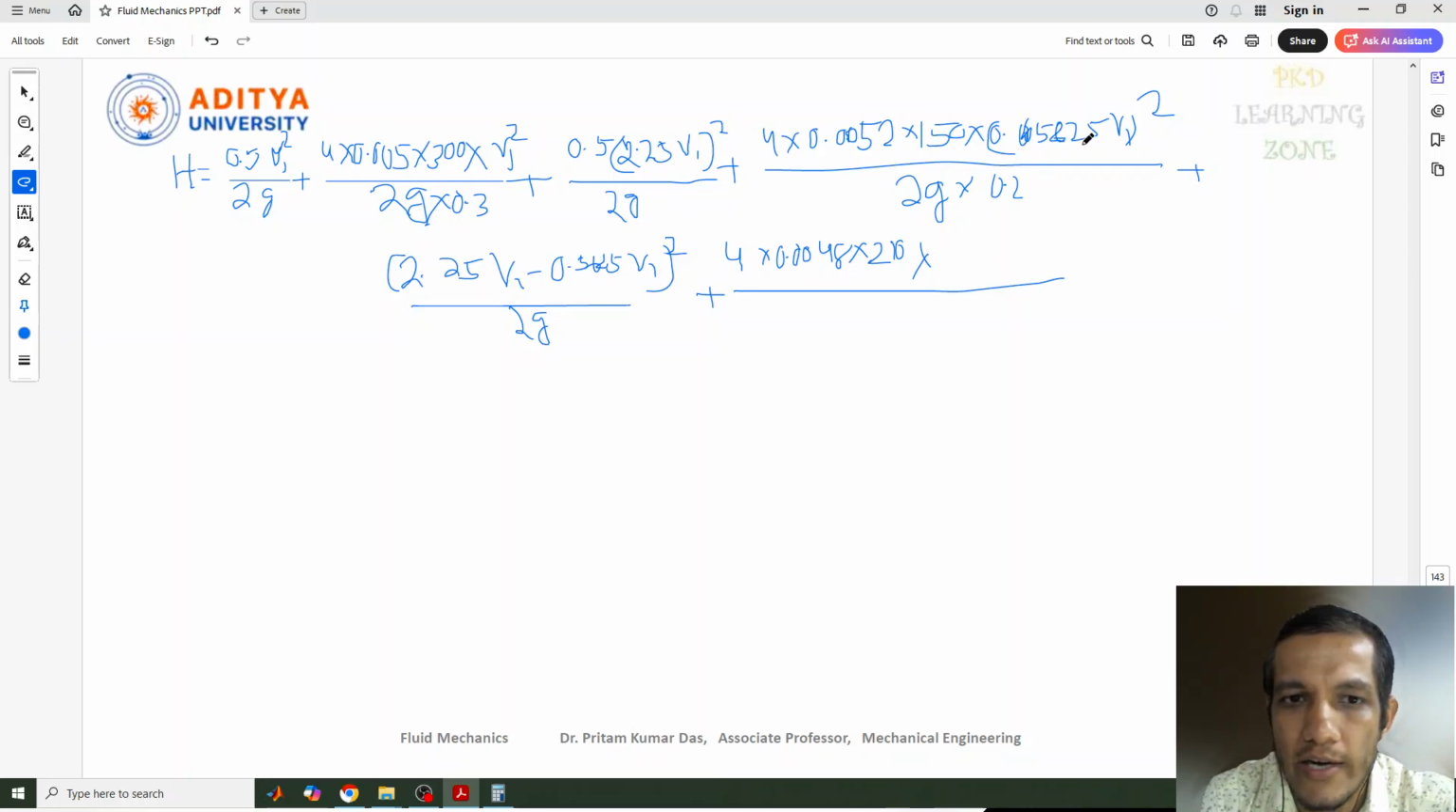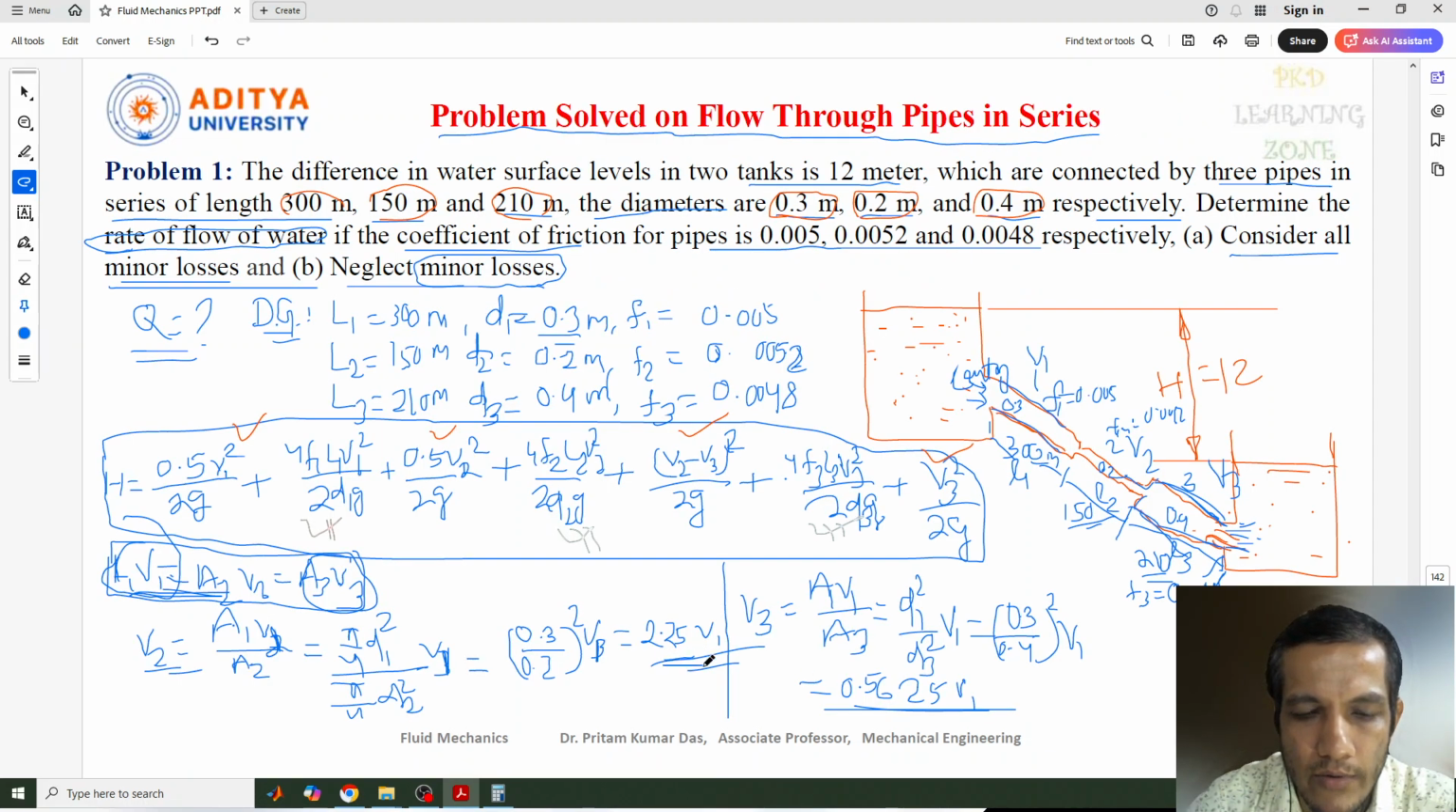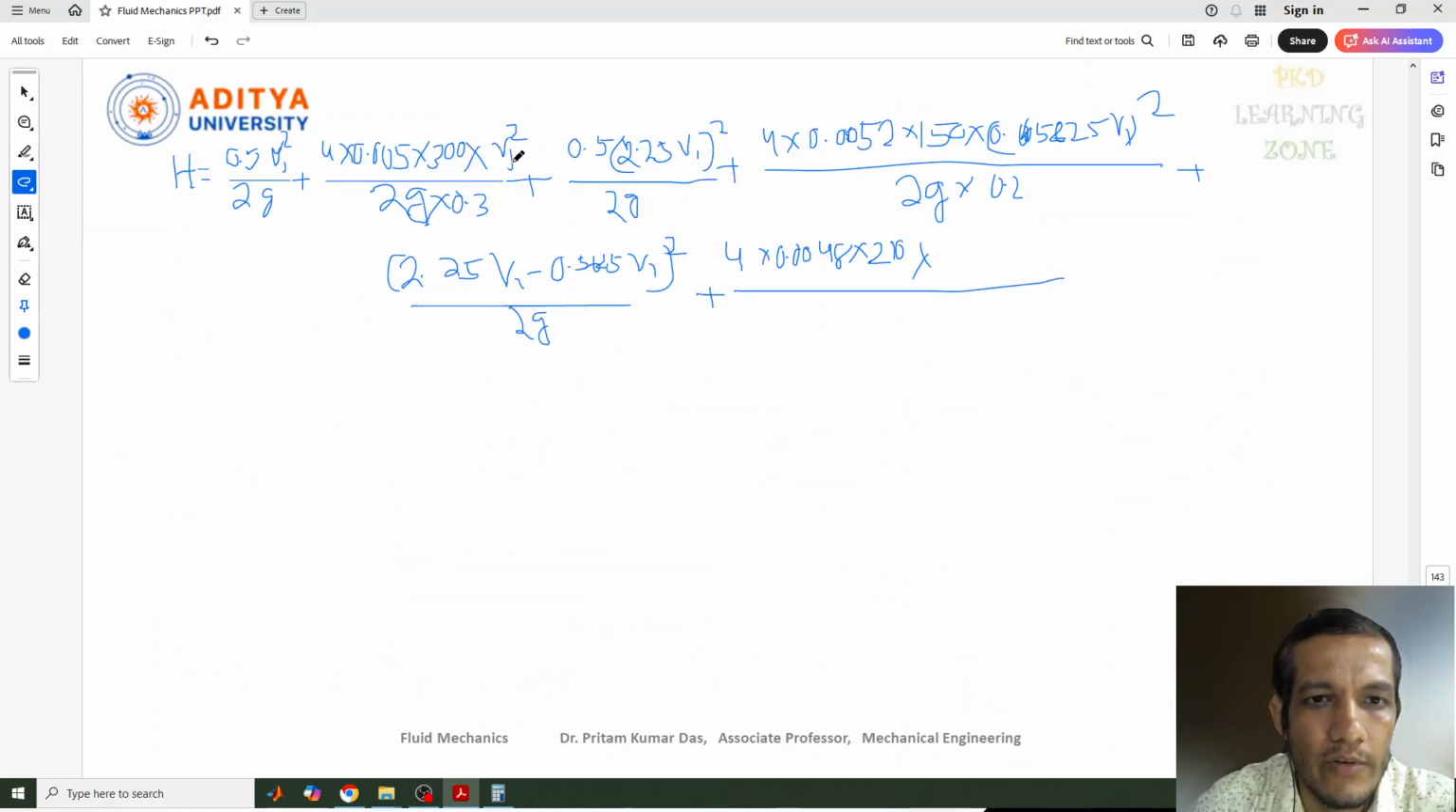V3 already this one. Now this is v1, v2 I hope. v2 what we got? 2.25, correct. v3 this one 0.5625. Then this one we have written v1. Then here v2 supposed to be written, I hope. This is v2, correct? This is v2, that means 2.25 v1, and here it is v3 will come.